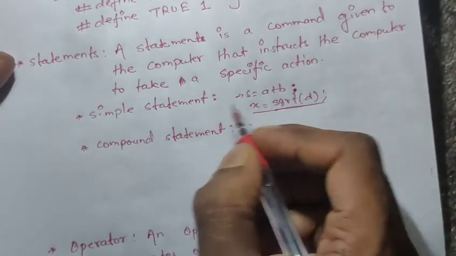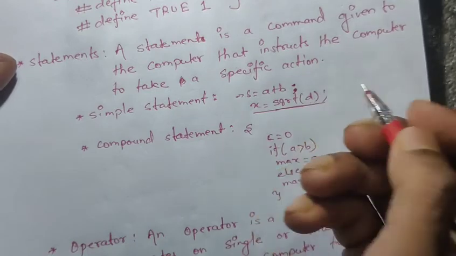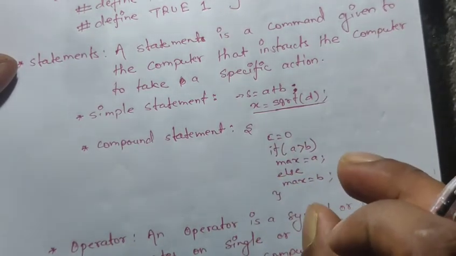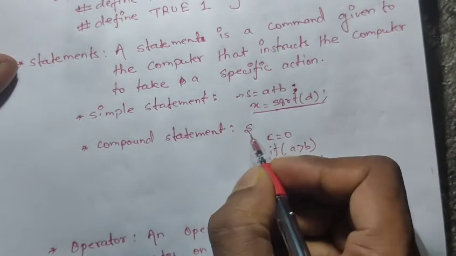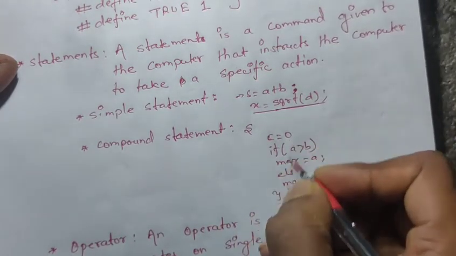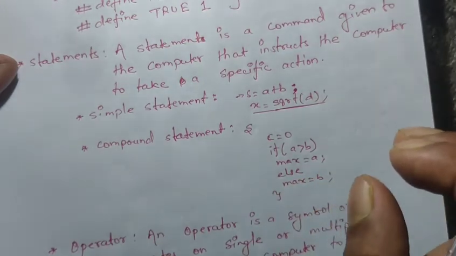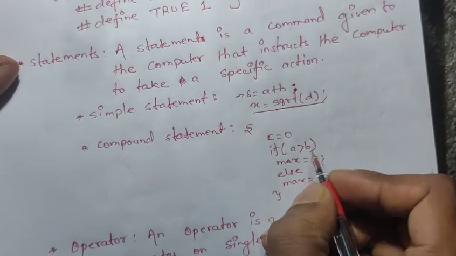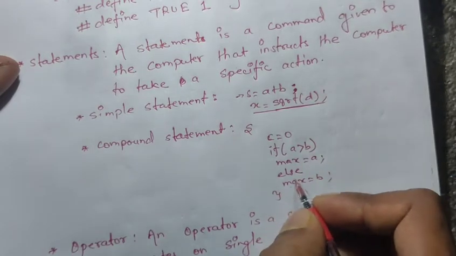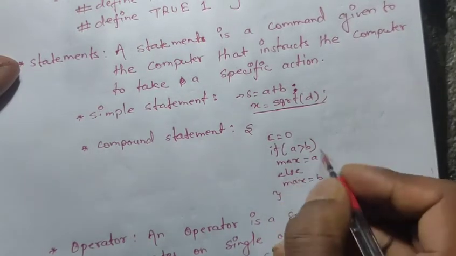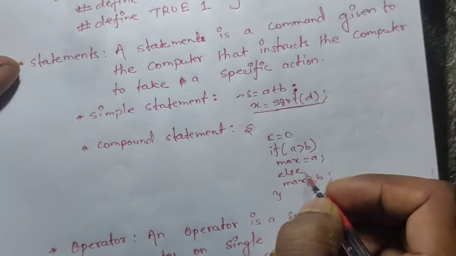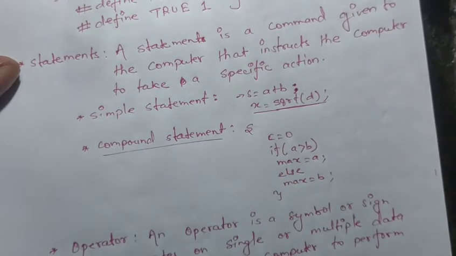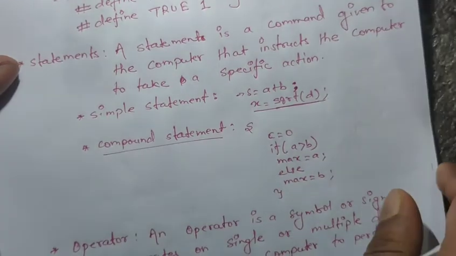Okay, if this is simple, then what is compound? A compound statement is a block of statements executed in a section. Open braces, close braces, and inside it a block of statements is written. Let's see: c is equal to 0; if a greater than b, max is equal to a, else max is equal to b. These are a block of statements written in a section. That section is known as a compound statement. So got it? I hope you got it.